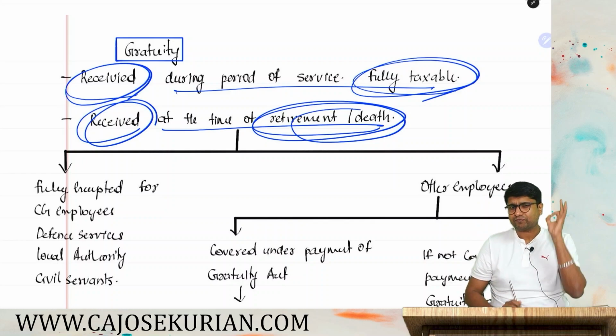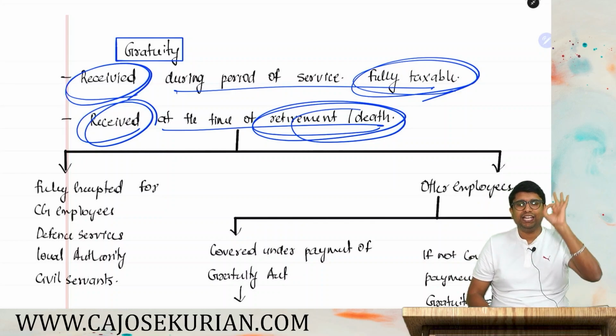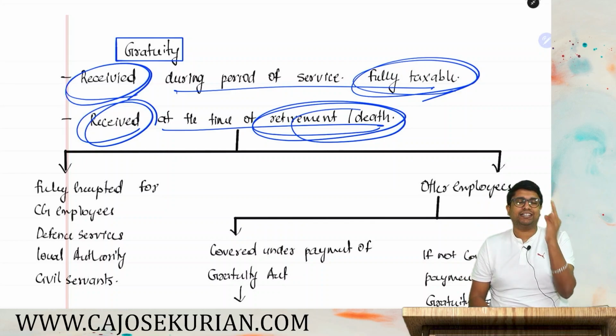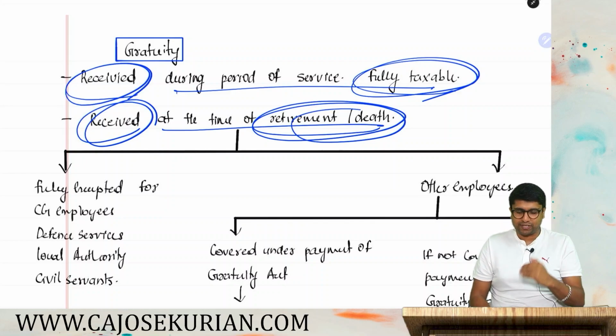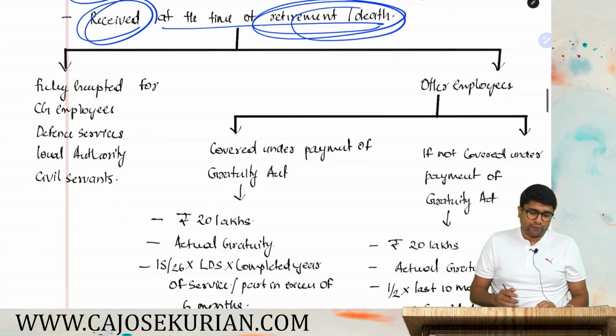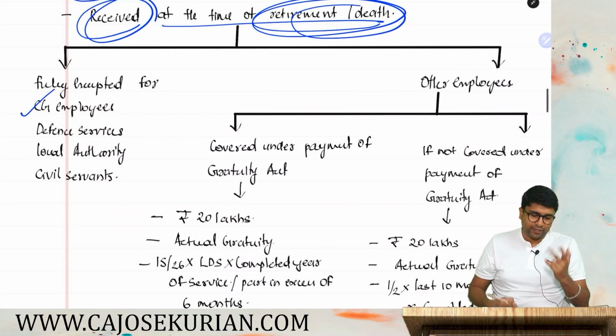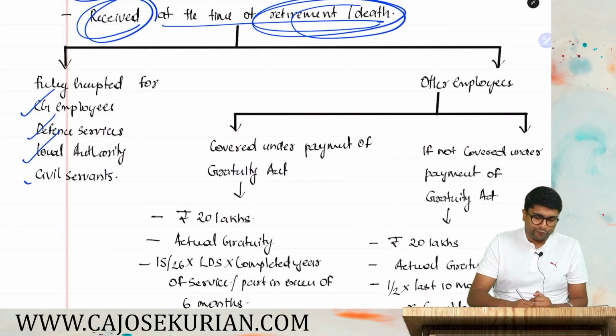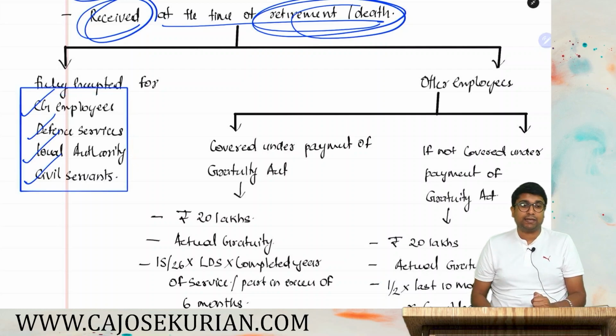So friends, listen. Similar to leave encashment, if you are receiving gratuity at the time of retirement or death, you are eligible for an exemption. Very simple. Category number 1, if you are a central government employee or in the defense services, or a local authority employee, or a civil servant, you can claim full exemption for the gratuity received at the time of retirement or death.